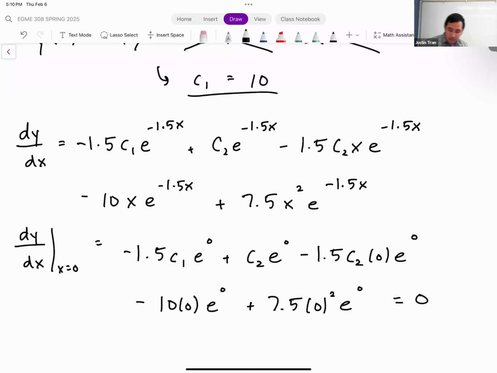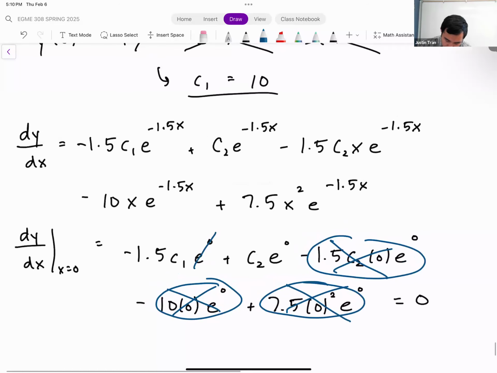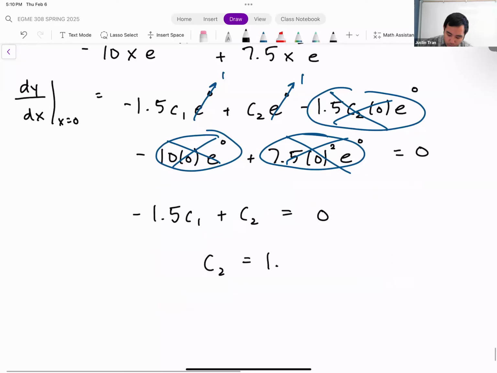All right, so let's start canceling some terms. This is multiplied by 0, so that goes away. This is multiplied by 0, that goes away. That's multiplied by 0 squared, so that goes away too. Each of the e to the 0 terms is going to go to 1. And so all we're left with is minus 1.5 c1 plus c2 is equal to 0. Or in other words, c2 is equal to 1.5 c1.